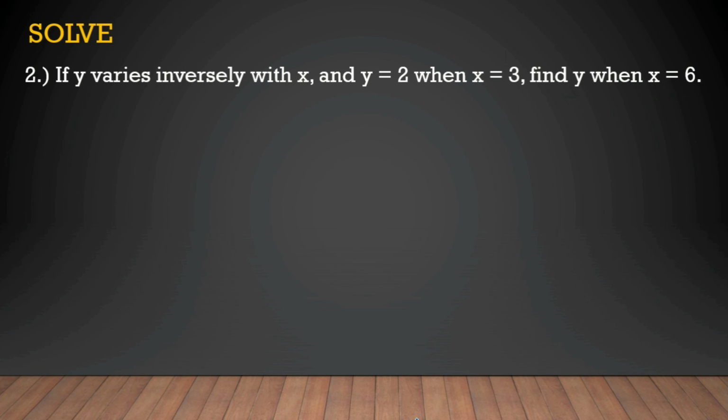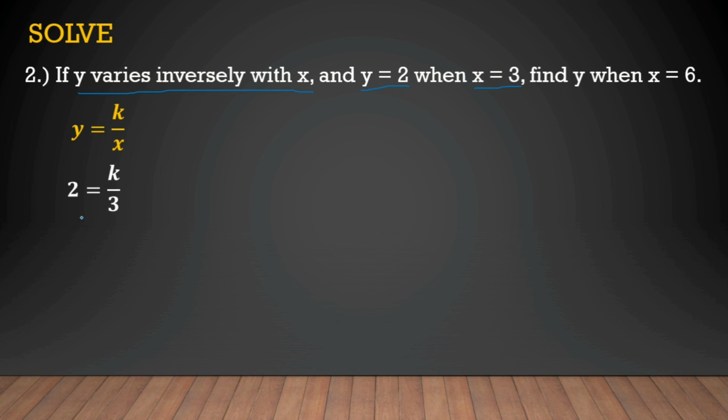Okay, next. Number 2. Example. If y varies inversely with x and y is equals to 2 when x is equals to 3, find y when x is equals to 6. So, this time, inversely naman, y varies inversely with x. Translate muna natin siya into equation. So, ito yung magiging translation niya. Since inversely yan, y is equals to k over x or k divided by x. So, first, isa-substitute natin yung y at saka yung x dito sa equation na to. So, y is 2, k, then yung x natin is 3.